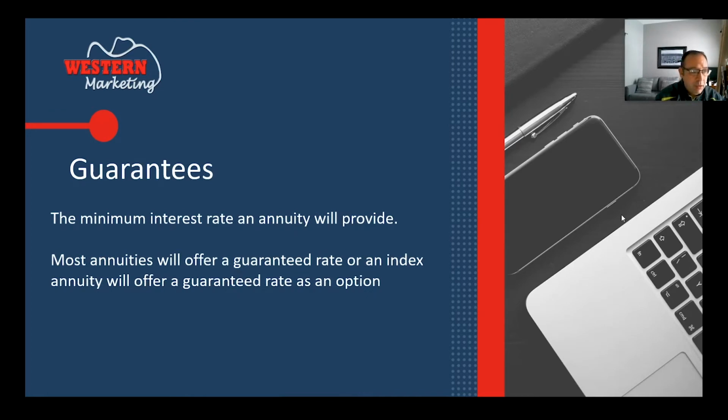Guarantees. Guarantees are the minimum interest rate an annuity will credit or will provide. Most annuities offer a guaranteed rate, or an index annuity will also have what's called a separate bucket. And when we're talking about crediting on an index annuity, that's based on a fixed rate of return.